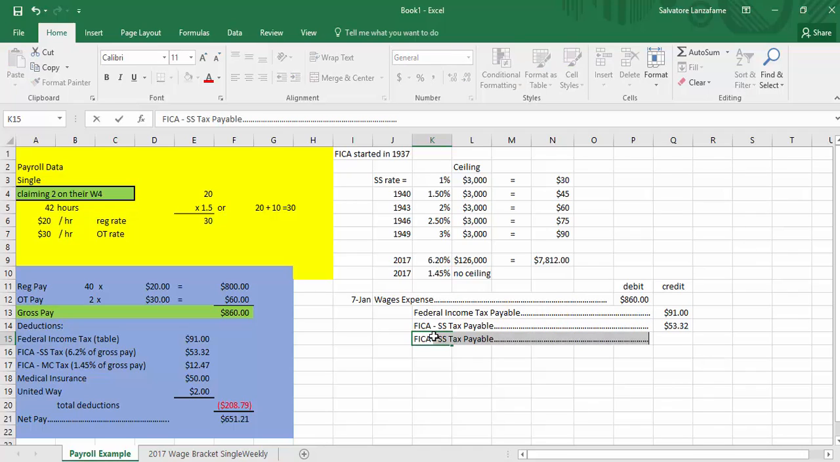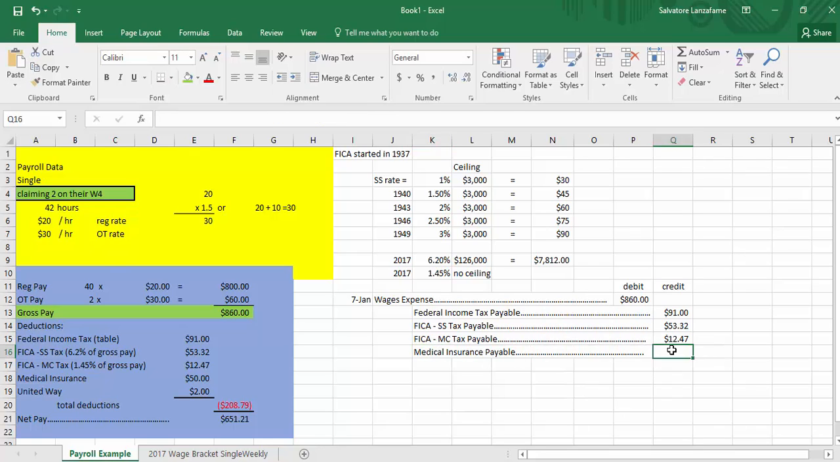The government's not going to take the chance and say, hey, you employee, you pay your own tax. You know how many people probably would blow that off or wouldn't do it? So the money is taken out of our hands before we even have a chance. So this becomes a liability to the employer, and now the employer will eventually have to pay it off. So again, we got medical insurance payable, and this one is for $50. And finally, the last one is the United Way payable. And that one is for $2.